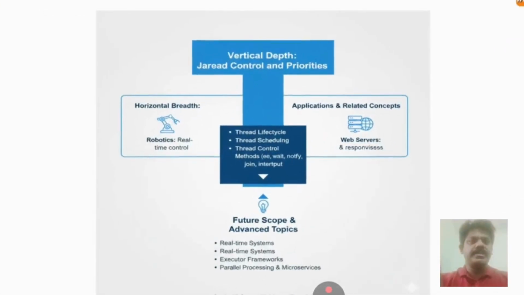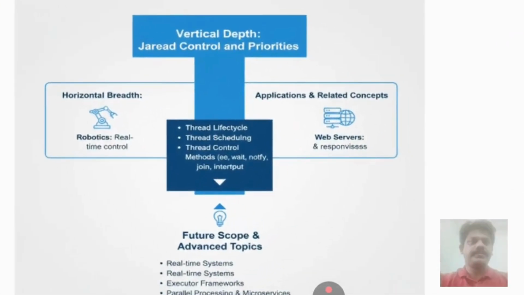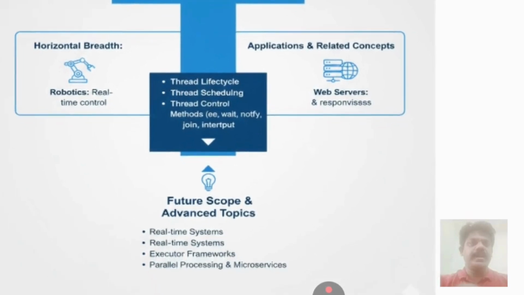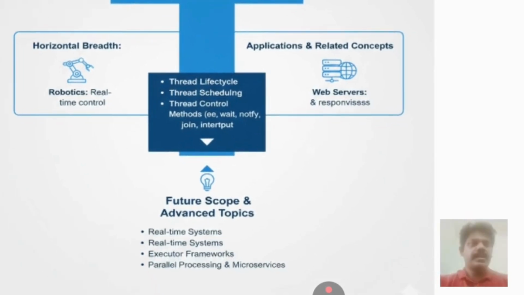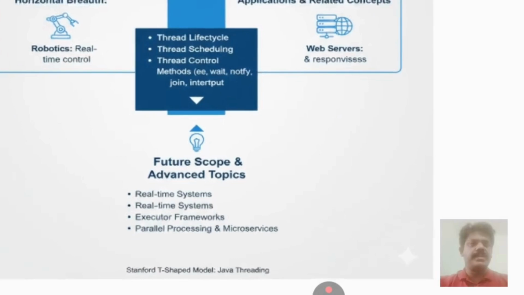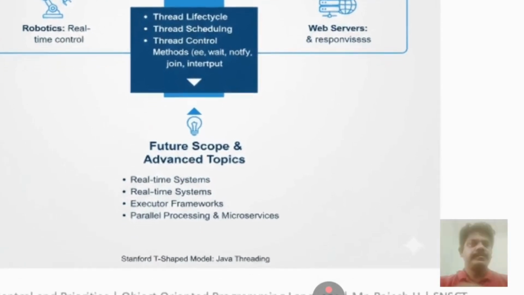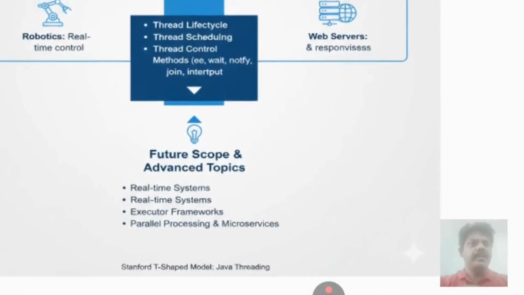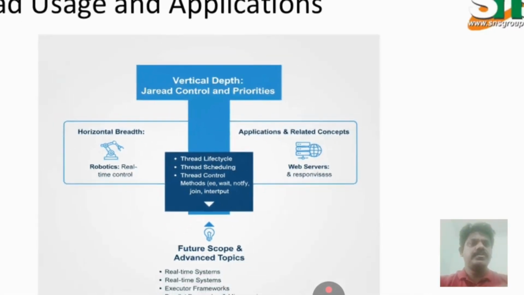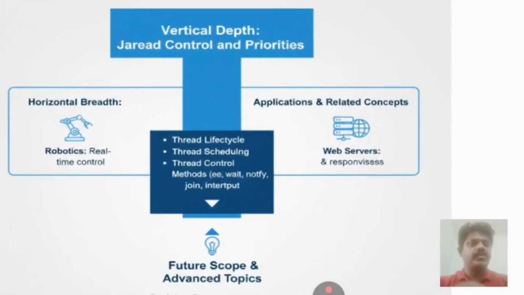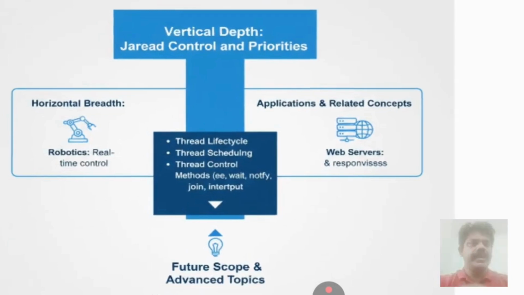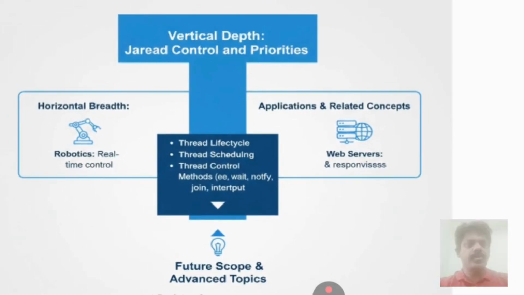Thread usage in real life applications: it is used in robotics, web servers, and in other areas like real-time systems, parallel processing, and microservices. A thread has its own life cycle, its own scheduling algorithm, and its own controlling mechanism, and it uses methods like wait, notify, and join.